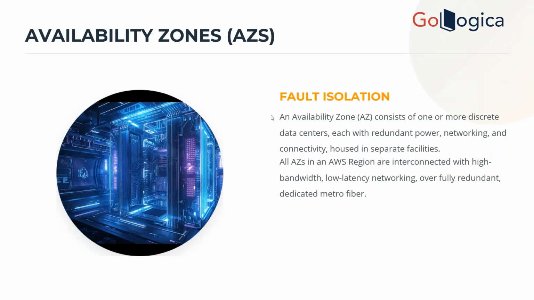I don't want that to happen. I will deploy one server in one AZ and another in another AZ, so that even if I lose one availability zone, I will still have access to my running resource, and that is fault isolation.